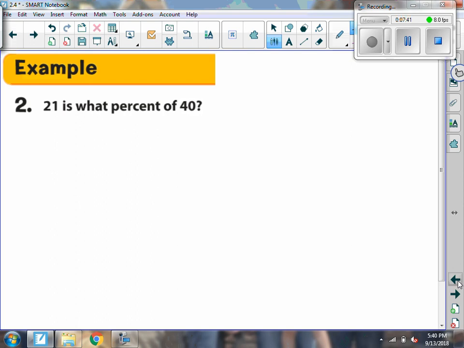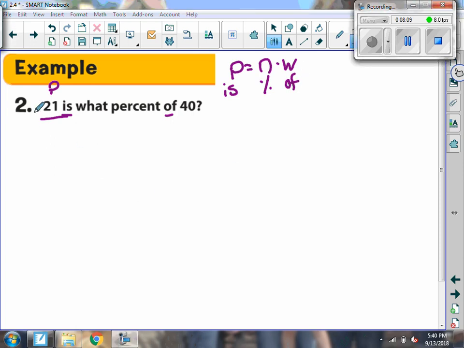Okay, copy this down. 21 is what percent of 40? So let's label what these are. I have an is here and an of here. So 21 is, so that's my part. Remember, we have our part is equal to our percent times our whole. Our keyword for our part is "is." Our keyword for our percent is "percent." Our keyword for whole is "of." So 21 is my part, so it'll be 21 is equal to, we don't know what our percent is, times 40.